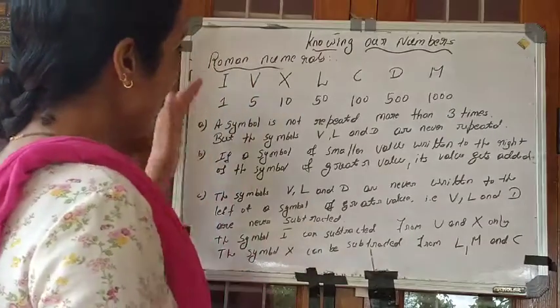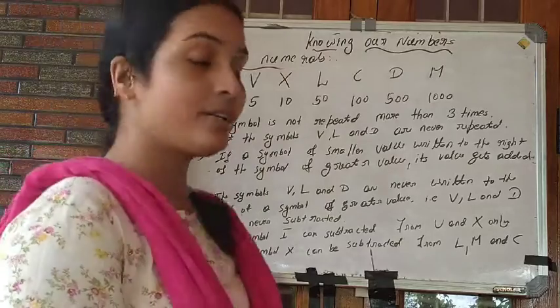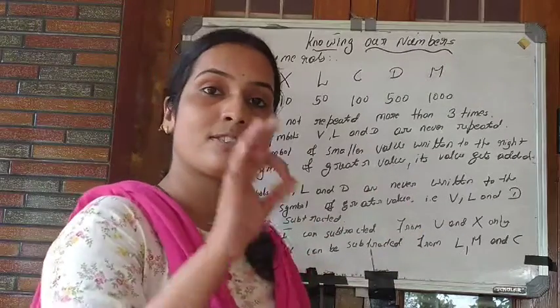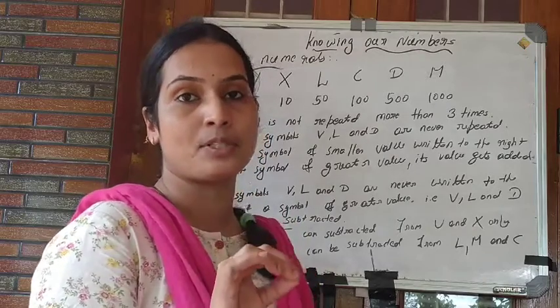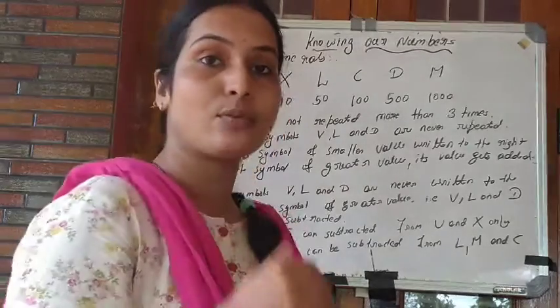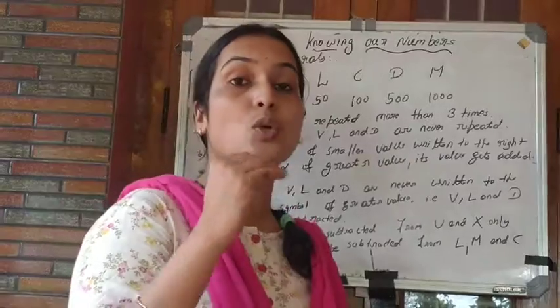Now it has some rules. We can't write these values directly. We have to follow the rules to write the Roman numbers, the Roman numerals. Let us discuss the different rules.